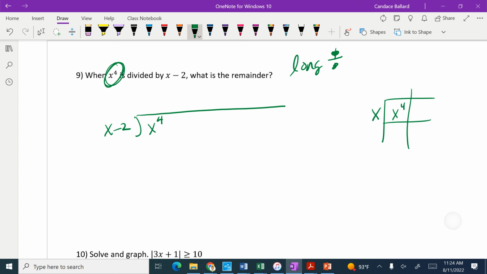So what would I have to put here? What exponent would I have to put here to be able to get a 4 here when I multiply them together? 3. So this is going to be x cubed.